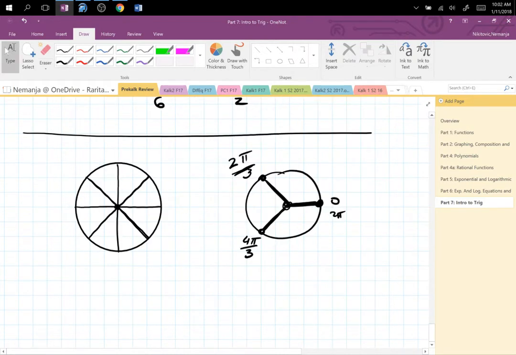This is what my pizza slice looks like. Boom, done. It's 2 pi, like 4 pi, but.